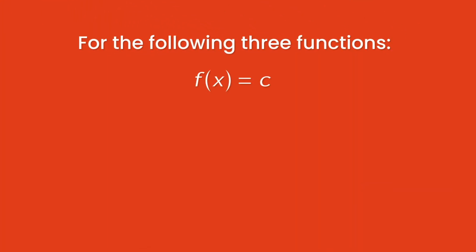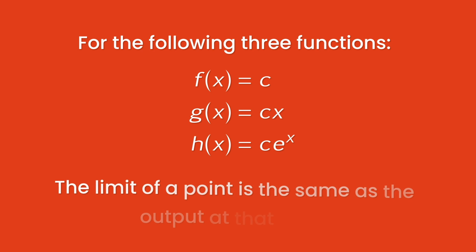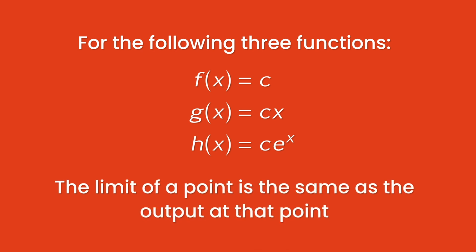For the following three functions, f of x equals c, g of x equals cx, h of x equals c times e to the power of x. The limit at a point is the same as the output at that point.